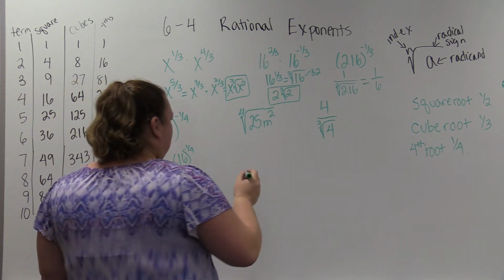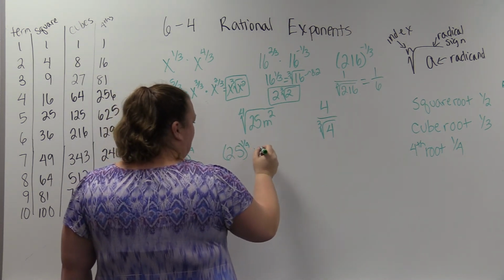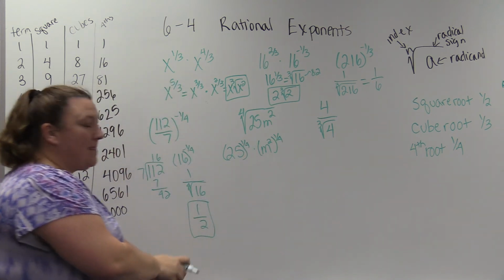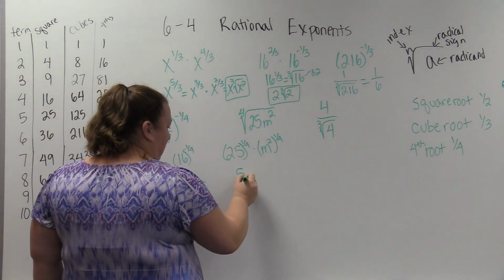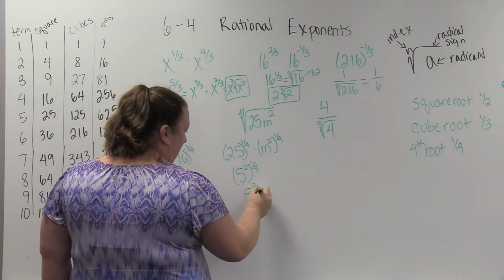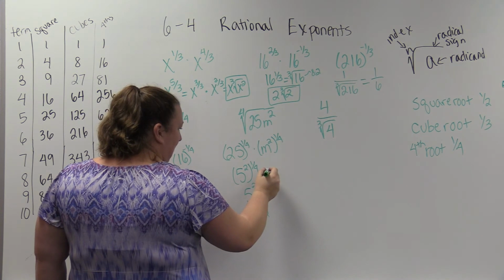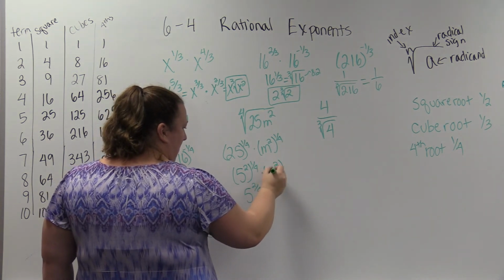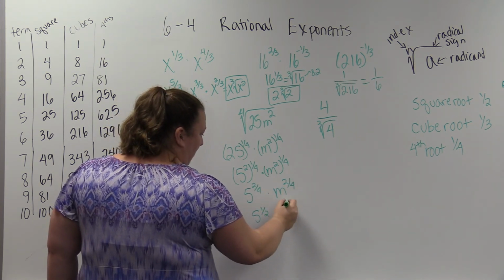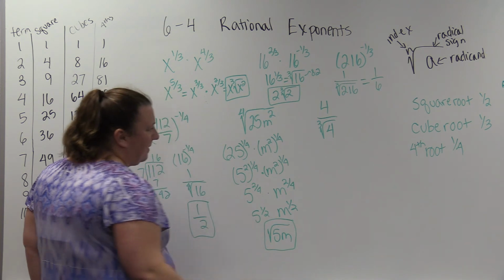Now, this is 25 to the 1/4 power times m squared to the 1/4 power. 25 is 5 squared to the 1/4, which is 5 to the 2/4, which is 5 to the 1/2. Similarly over here, this becomes m to the 2/4, which is m to the 1/2. So this becomes the square root of 5m altogether. That's kind of nice.